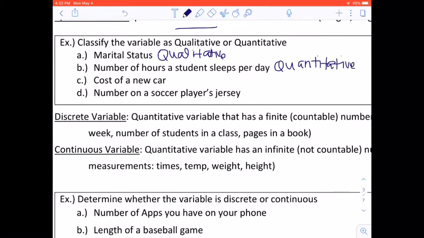The next one says the cost of a new car, which again is numerical. So that is quantitative. The next one says the number on a soccer player's jersey, and we are going to assume that it's just like a rec team. These numbers have nothing to do with anything about their position or anything along those lines. And because of that, we'll say this is qualitative.